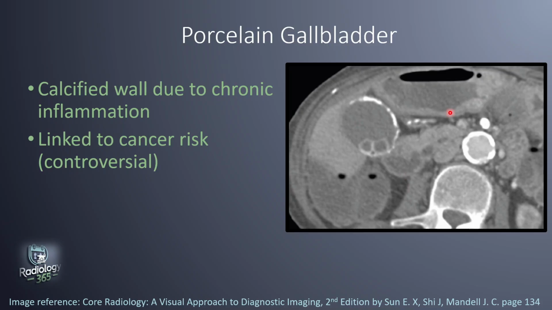So this axial CT scan shows this peripherally calcified gallbladder wall with some gallstones within. Actually, porcelain gallbladder is almost always associated with some gallstones, as seen in this image.